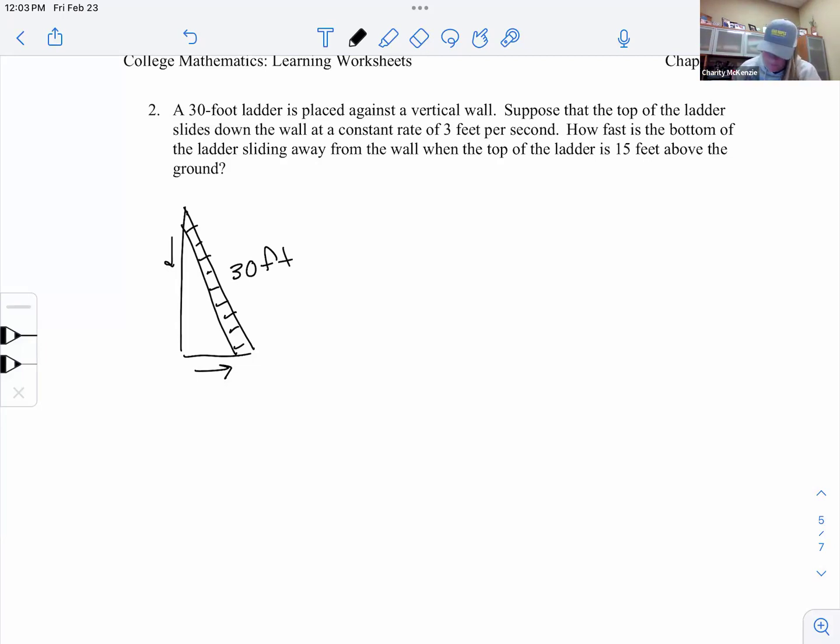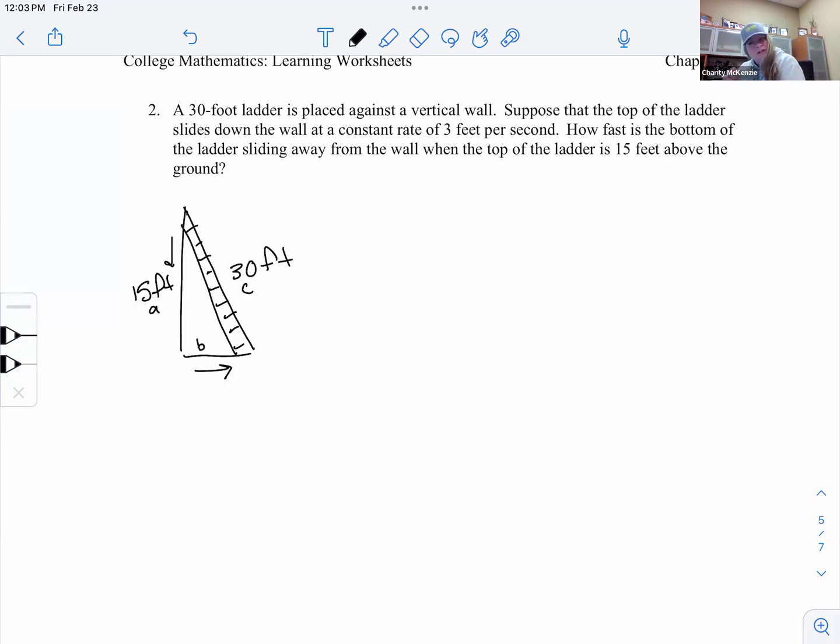So we start 15 feet above the ground. And do we have a distance? No. So we can find, I don't know, we could call this, if this is A, this is B, this is C, we can call that B. We can find B's distance at the start.